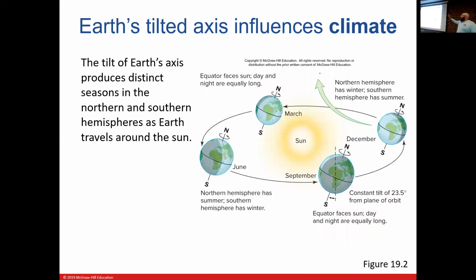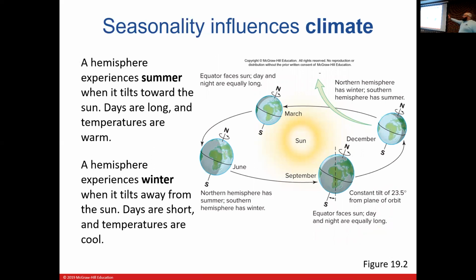And again, that tilted axis really influences stuff as well. That tilt of the Earth's axis is going to produce those distinct seasons in the northern and southern hemispheres as the Earth travels around the sun, and as the sun is reflecting light onto the Earth, that's going to heavily influence how things work. Again, that's what's creating that seasonality. And seasonality especially can influence things incredibly.